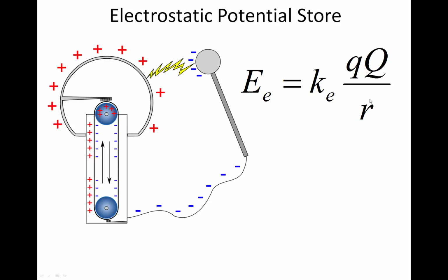Electrostatic potential store. This is the energy store associated with the charge on different objects. Now for GCSEs you do not need to know the equation for this. However, it may be useful to understand it for when you move on to static electricity. It will also be useful if you want to move on to A-level physics.